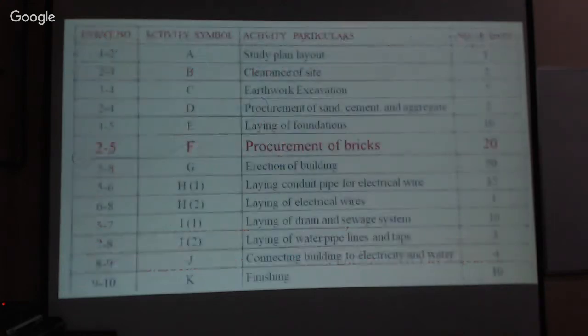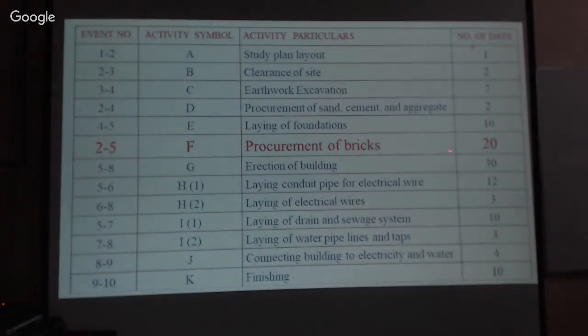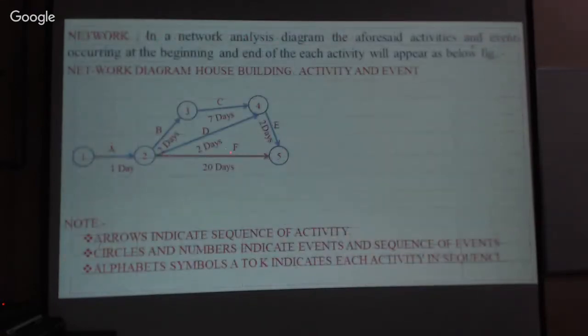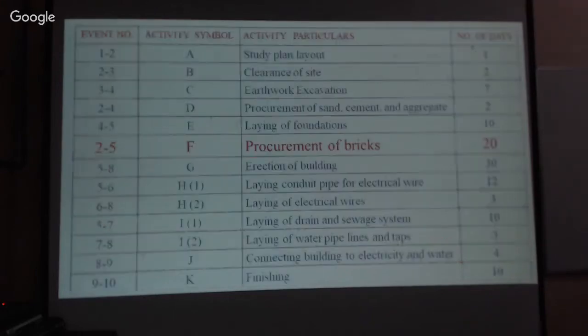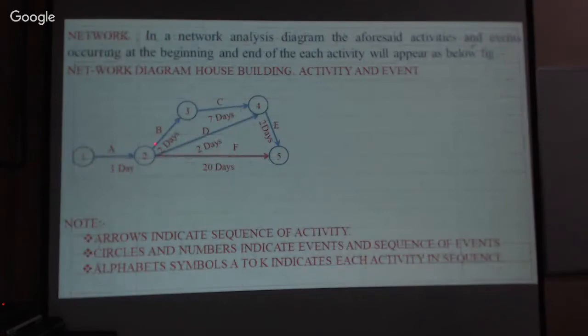And further if you move, that is 2 to 5, that is F, procurement of bricks, which needs 20 days. Now please note, event number 2 to 5, that is F activity, procurement of bricks, needs 20 days. Therefore, draw this arrow, that is 2 to 5. That is F activity, number of days required?